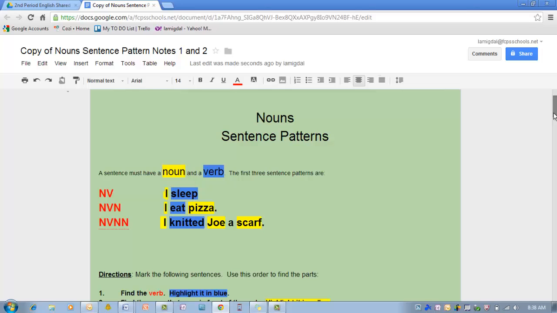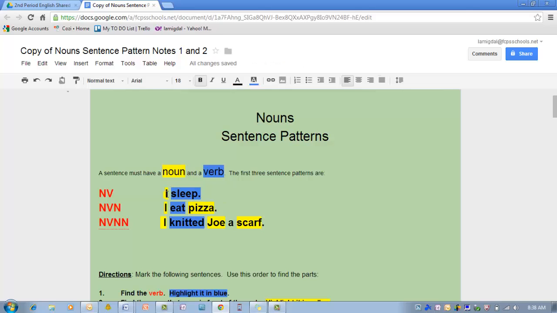So at its very base level, a sentence needs only 2 things. It needs a noun and a verb. And the first 3 sentence patterns show this. So our first sentence pattern is called NV, or noun verb. And look at our example. I sleep. Well, that needs a period, but is that a sentence?